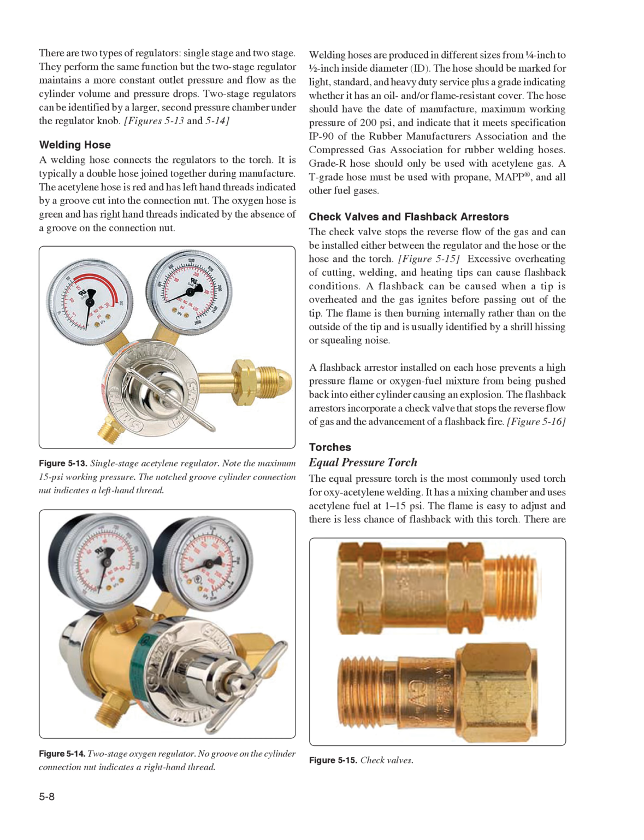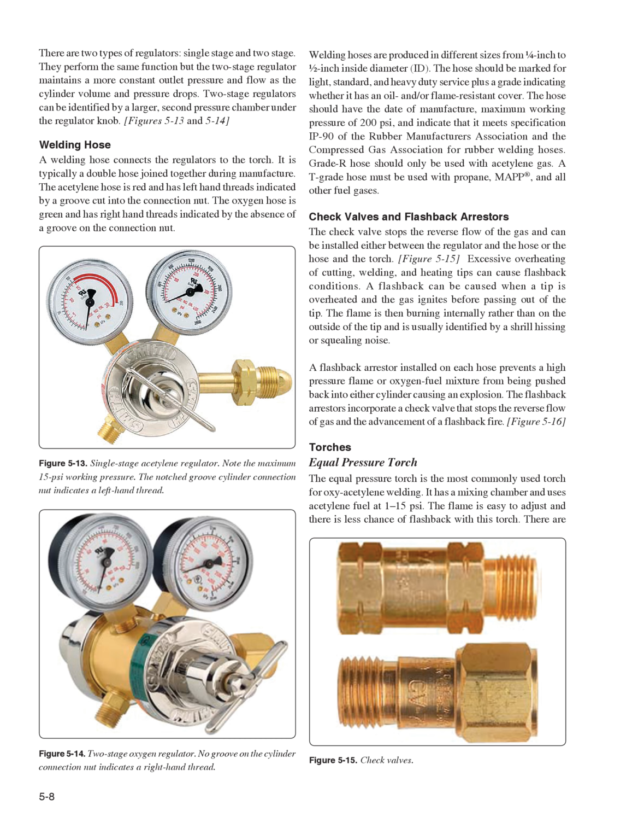Welding hoses are produced in different sizes from 1/4 inch to 1/2 inch inside diameter, ID. The hose should be marked for light, standard, and heavy-duty service plus a grade indicating whether it has an oil and/or flame-resistant cover. The hose should have the date of manufacture, maximum working pressure of 200 pounds per square inch, and indicate that it meets specification IP90 of the Rubber Manufacturers Association and the Compressed Gas Association for rubber welding hoses. Grade R hose should only be used with acetylene gas. T grade hose must be used with propane, MAP, and all other fuel gases.